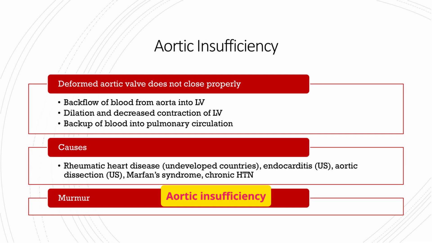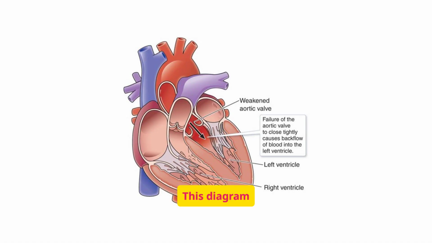Aortic insufficiency occurs when a deformed aortic valve does not close properly, leading to backflow of blood from the aorta into the left ventricle. This causes dilation and decreased contraction of the LV and backup of blood into the pulmonary circulation. Causes include rheumatic heart disease, endocarditis, aortic dissection, Marfan syndrome, and chronic HTN. A murmur is present. This diagram illustrates aortic insufficiency.